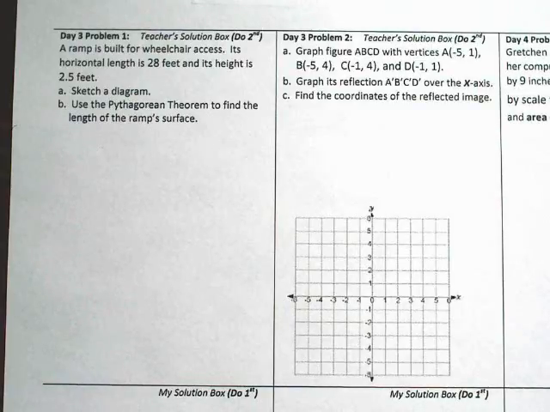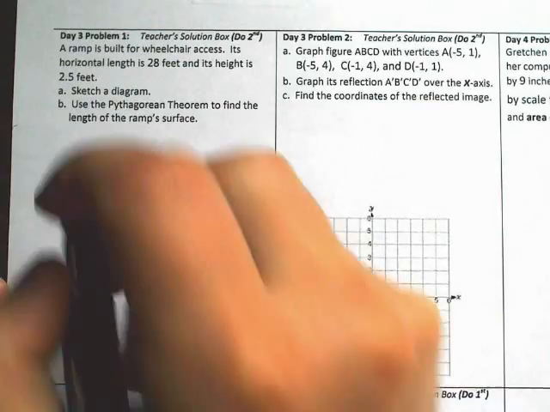Day 3, Problem 1. A ramp is built for wheelchair access. Its horizontal length is 28 feet and its height is 2.5 feet. Part A, sketch a diagram.